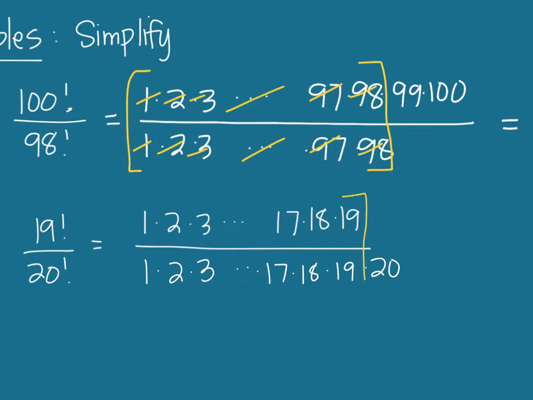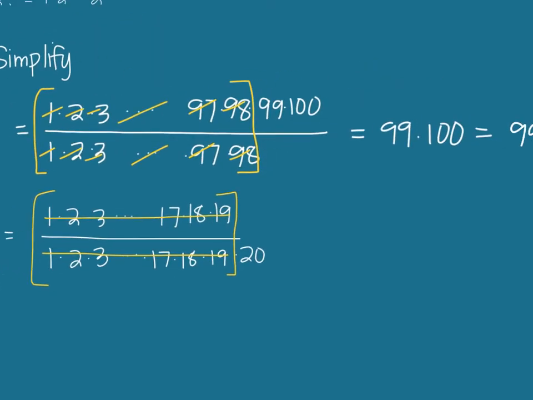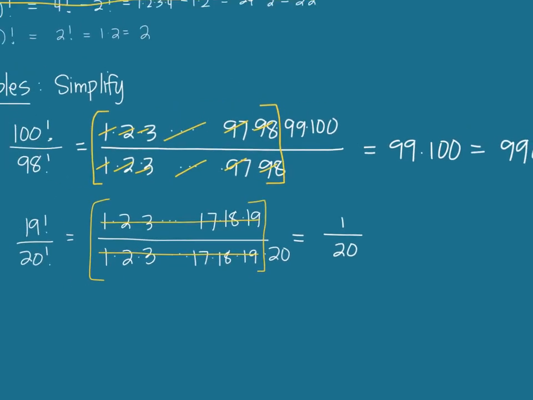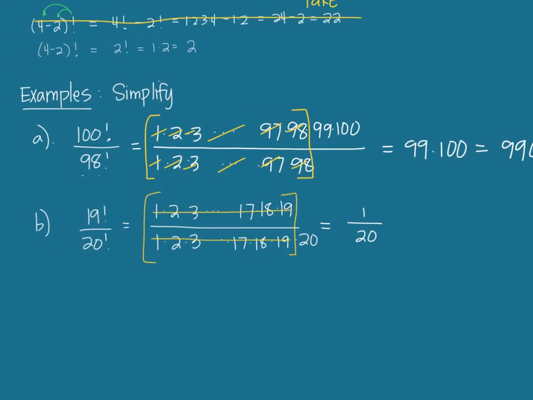And again, all of these numbers are going to reduce each other. So 1, 2, 3, 4 up to 19 will reduce those numbers. And when everything reduces, you are left with a 1 in the numerator, not nothing, not a blank. You're left with a 1 and a 20 in the denominator. So the answer is the fraction 1/20th.